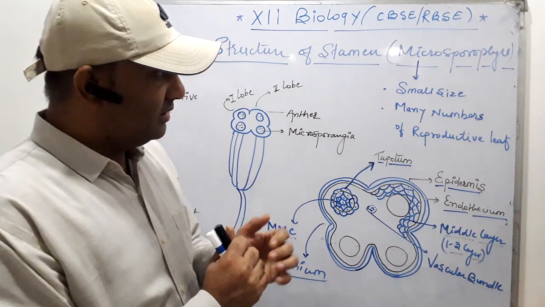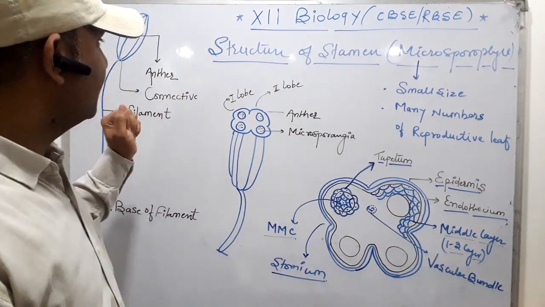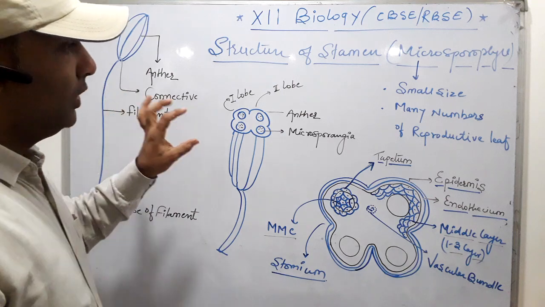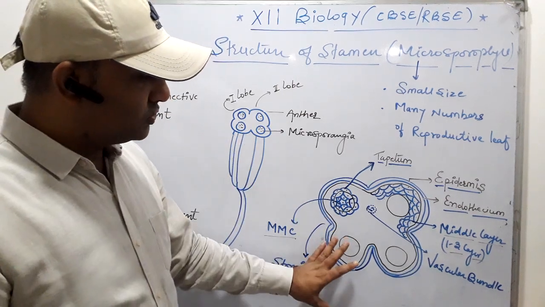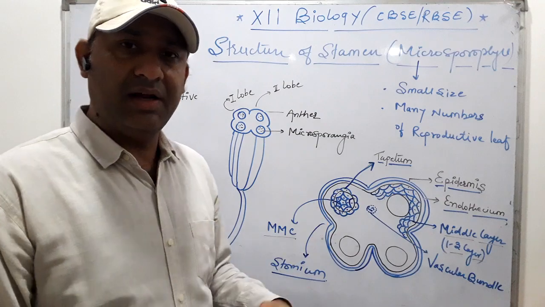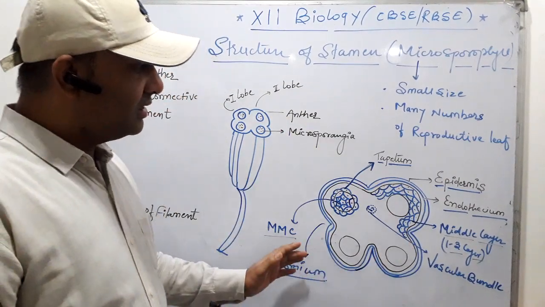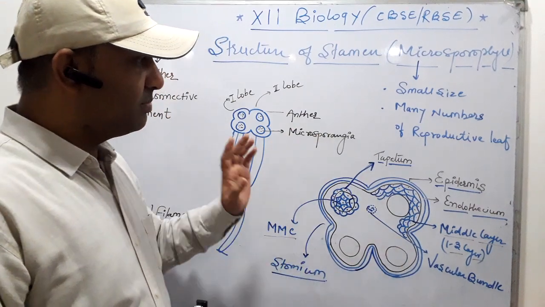In this chapter, we will discuss the structure of the anther, then its lobes and the different layers of the anther when we cut it, and explain these cut sections and the different layers of these parts.